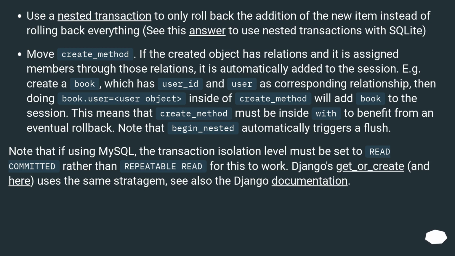Move the create_method. If the created object has relations and it is assigned members through those relations, it is automatically added to the session. For example, create a book, which has user_id and user as corresponding relationship, then doing book.user = user object inside of create_method will add book to the session. This means that create_method must be inside the with to benefit from an eventual rollback. Note that begin_nested automatically triggers a flush.